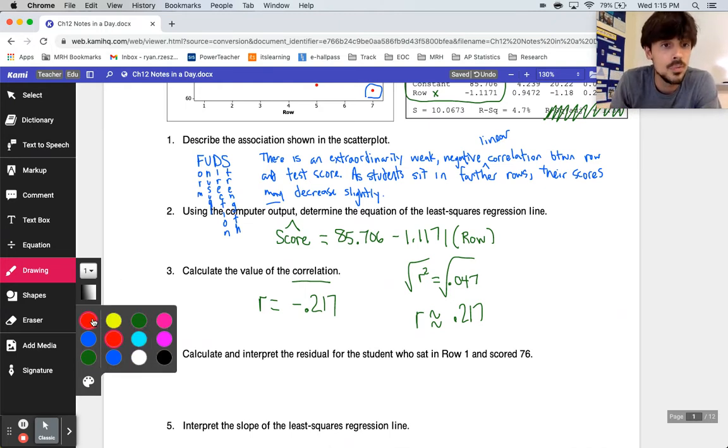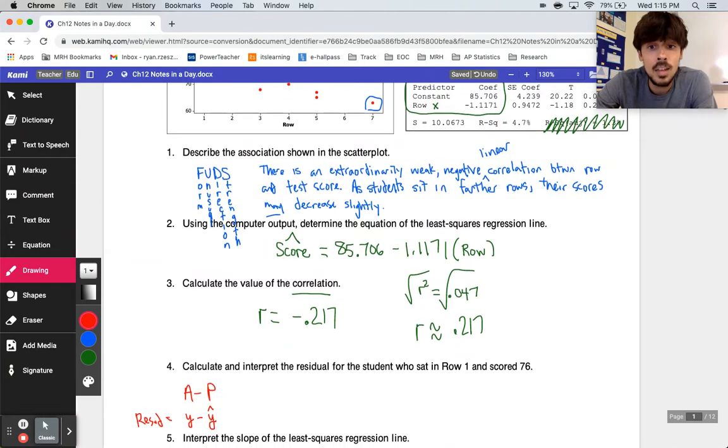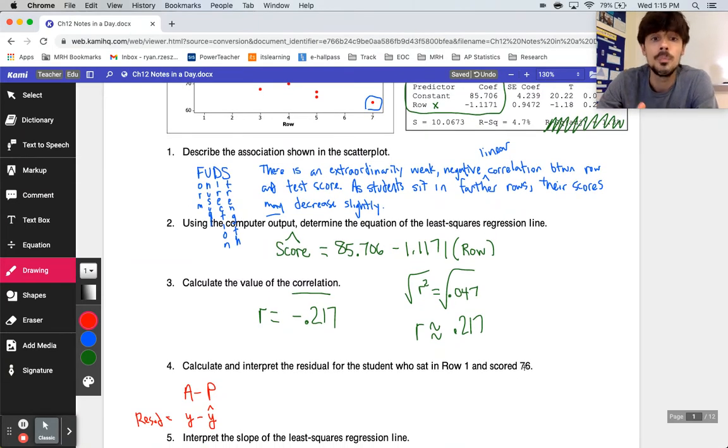Next up was the concept of a residual. And residuals, if you think back to a long time ago, I taught you guys the way you find them. It's AP. You are in AP Statistics. A is the actual Y value. P is the predicted Y value. So this is what you do to find a residual. So when I set that up for my problem right here, I want a student who scored a 76 sitting in row 1. That 76 is their actual score. It's what happened in real life.